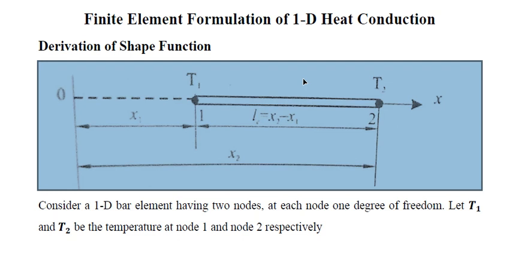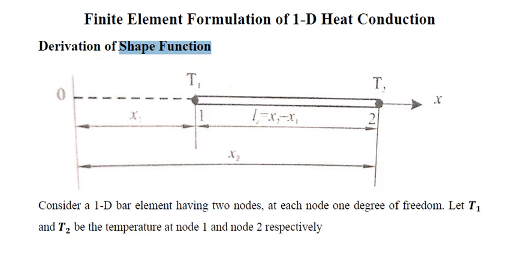So what is a shape function? Now I know the values T1 and T2 at node 1 and node 2. T1 and T2 are the nodal temperatures. Now if I have to find the temperature anywhere over the element, suppose at this point, then I have to use one function. That function is an interpolation function. Using that function we will find the temperature anywhere over the element. That function is known as the shape function.